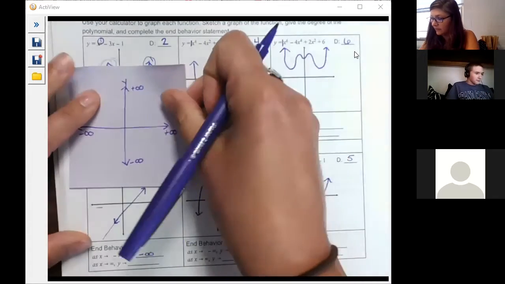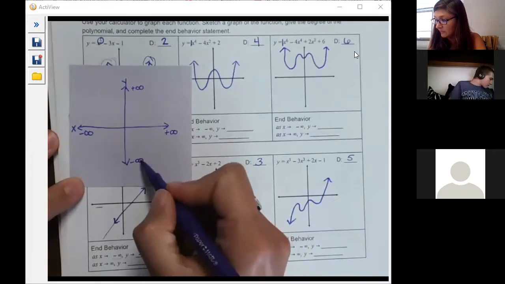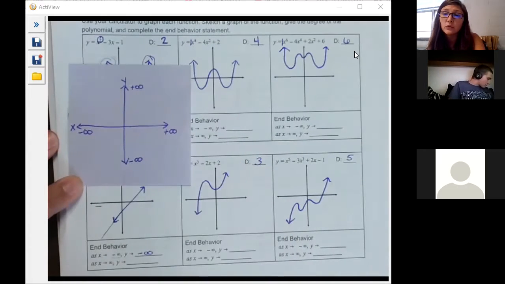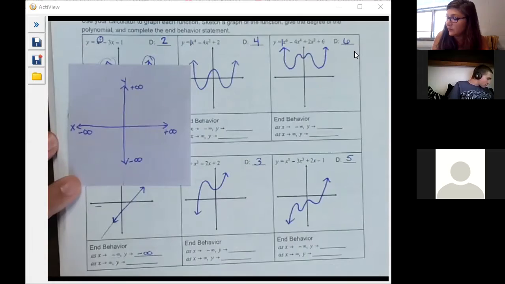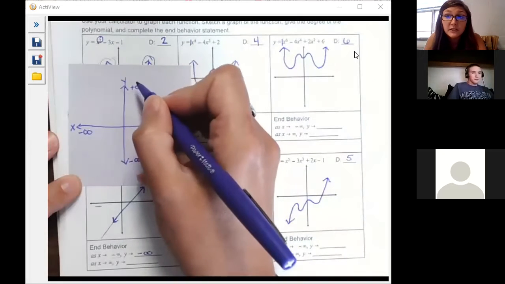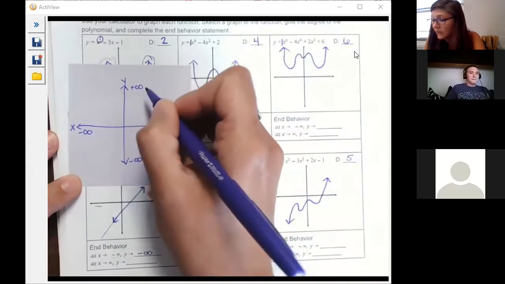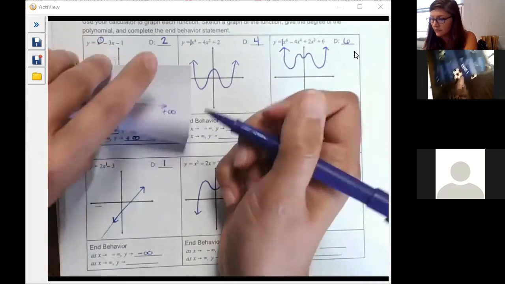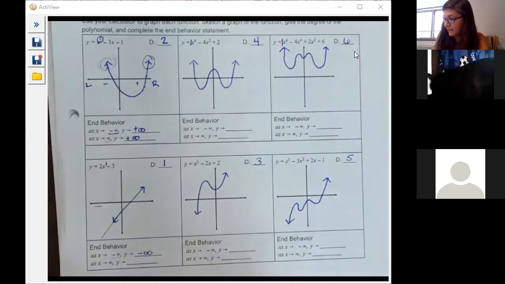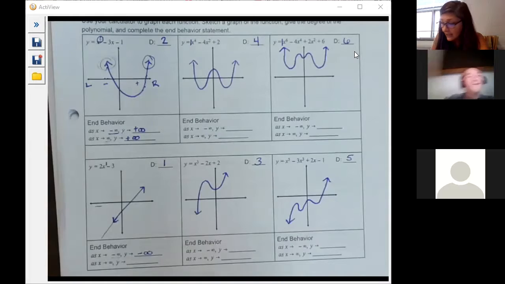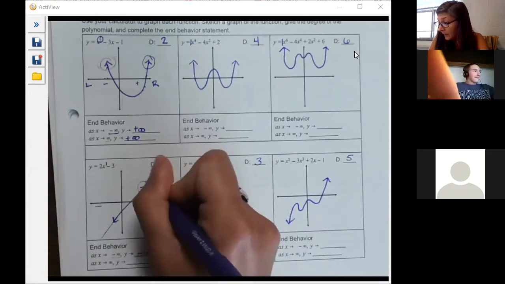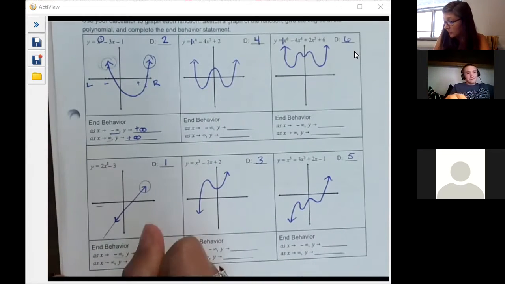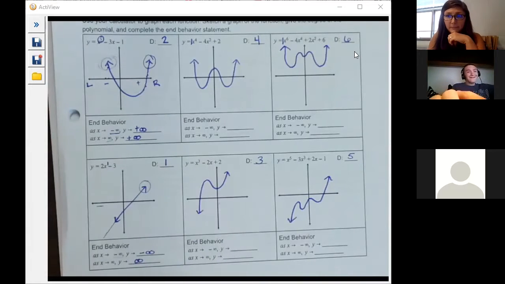Back to this little coordinate plane sketch that I had. If your arrow is pointing down, that means your y values are getting smaller, and we say we're approaching negative infinity. If your arrow is pointing up, that means your y values are continuing to get bigger, and so we say we're going towards positive infinity for those y values. On the other end of our graph down here, this arrow is pointing up. If it points up, we're going towards infinity. And that's all we're really filling in here. If my arrow points up, we write infinity. If it points down, we write negative infinity.